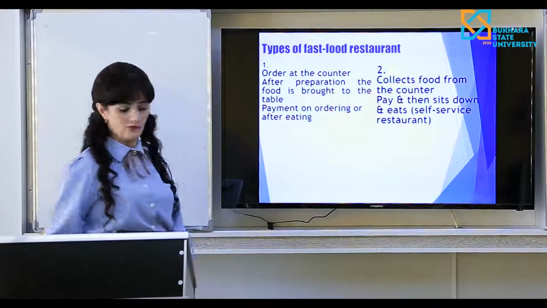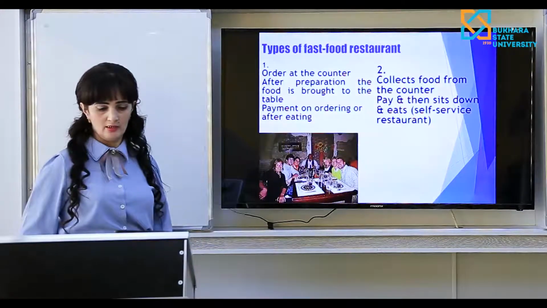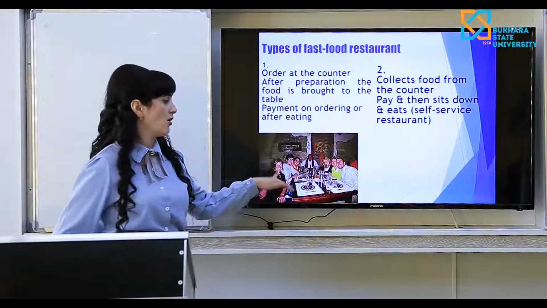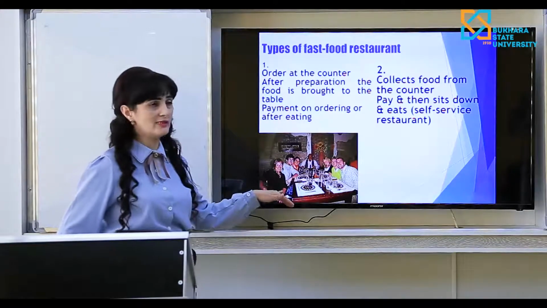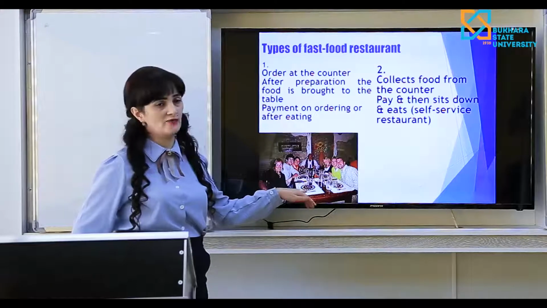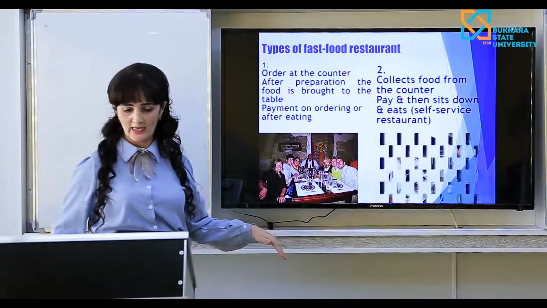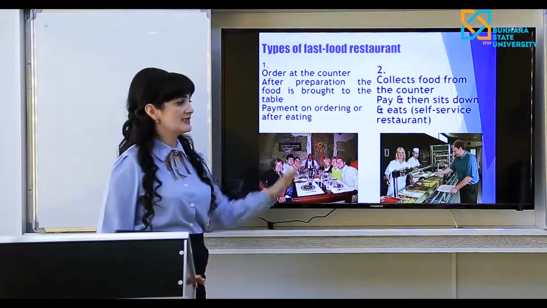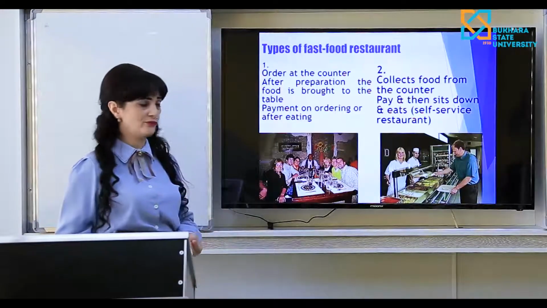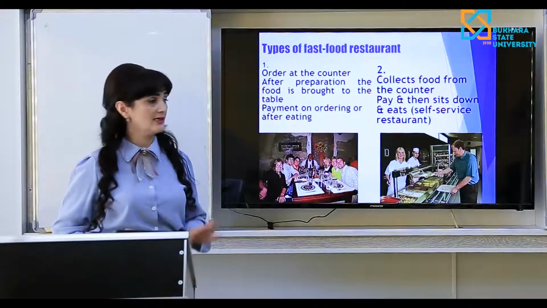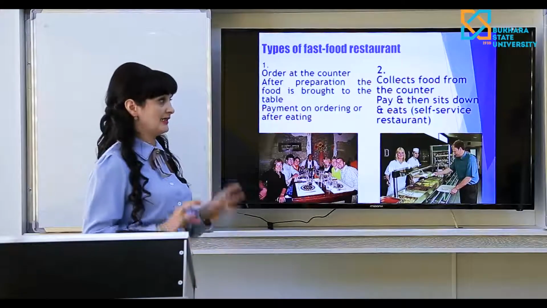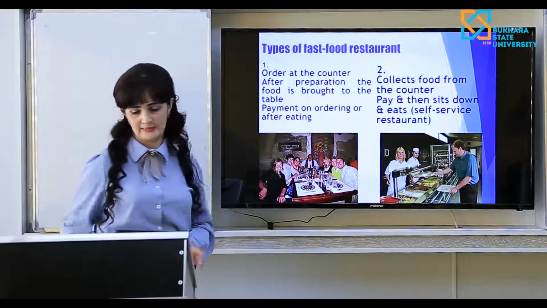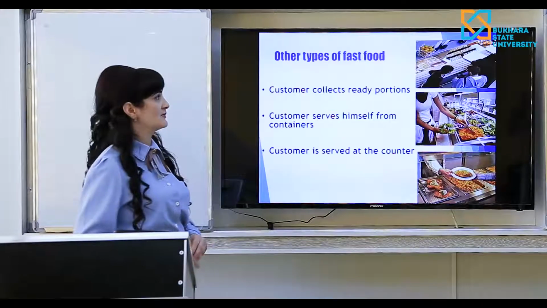So, other types of restaurants here. You may see in the first picture that these people first order their meal, and then they pay their bill at the end of their meal. And in the second type of fast food restaurant, here in the picture you may see that this man is collecting his food in his container, and he is choosing a self-service restaurant, and he pays his bill at once. And here are the types of restaurants.